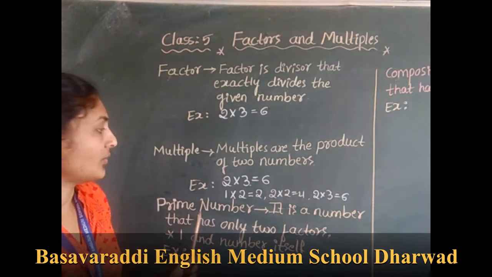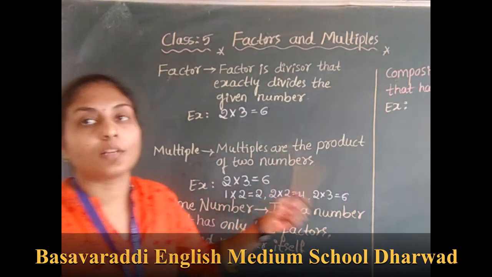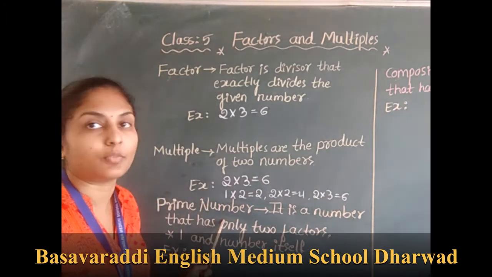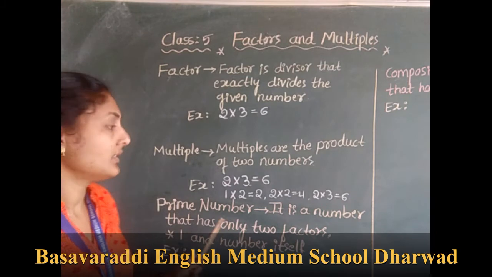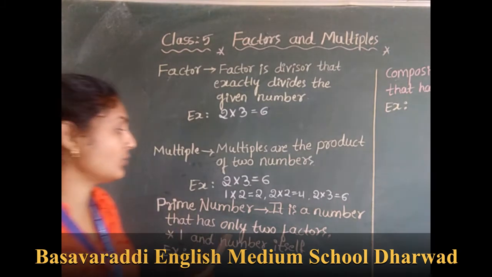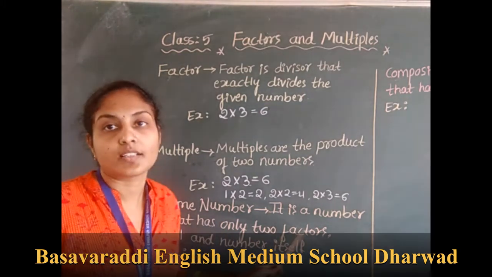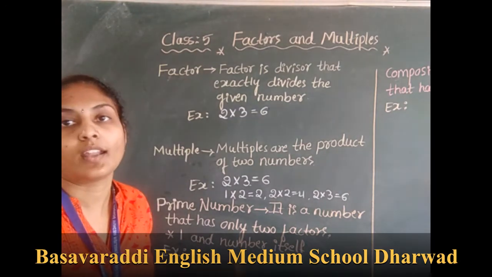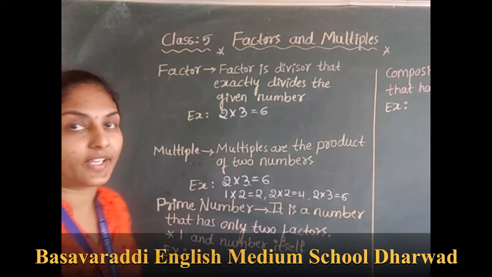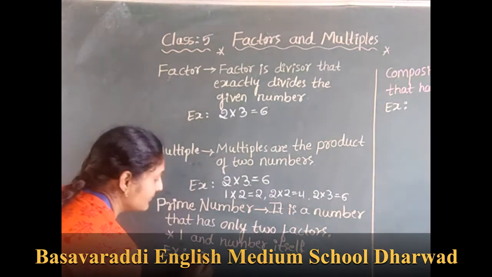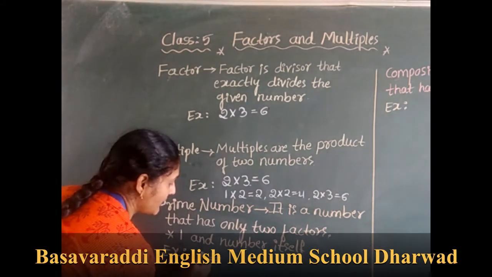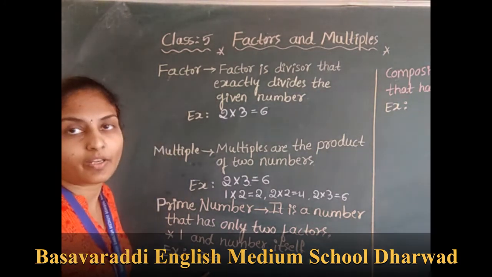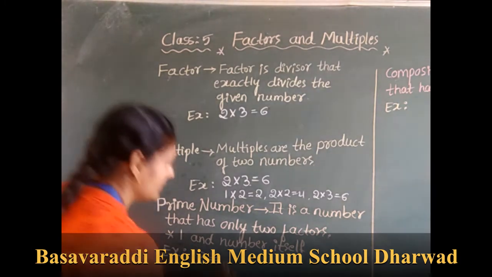Next one, what is the prime number and the composite number? First we have to discuss the prime number. What is the prime number? It is a number that has only two factors, 1 and the number itself. For example, 3 has only two factors there. 3 is divisible by 1 and 3.